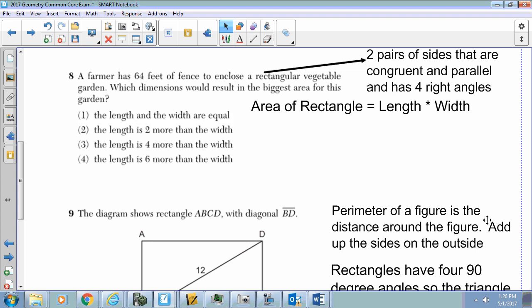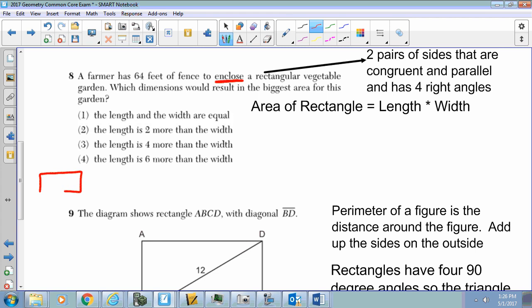Okay? When it says enclose, enclose is like a fence on the outside. So that's going to be your perimeter. So whenever you see fencing or enclosed, you should start thinking about perimeter. All right? Now, at the end, we're actually going to have to find out about the area, because that's what the question's asking about. So we have to be comparing two different things.